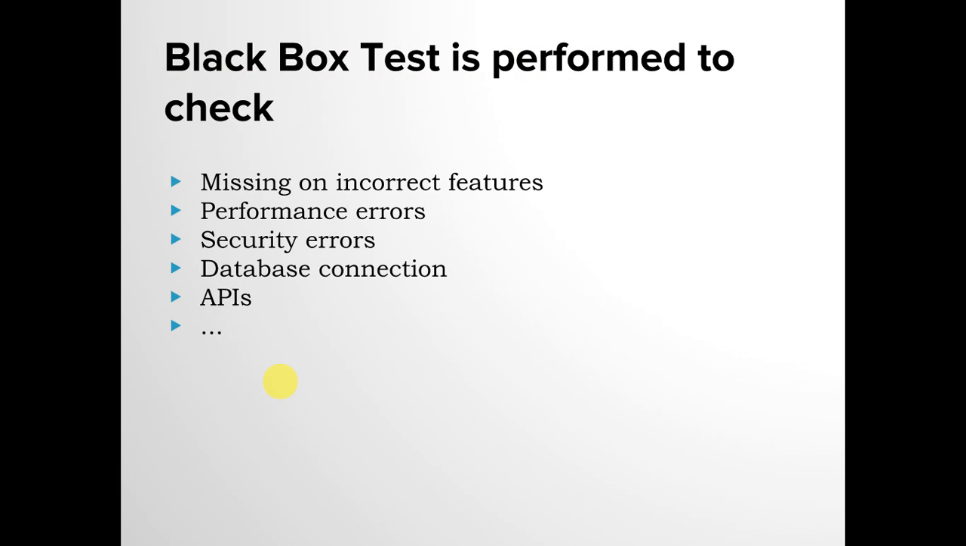Black box testing is performed to check for missing or incorrect features. If there is any missing function, or if there is any incorrect behavior in a feature, then that will be caught as part of black box testing. Performance errors, security errors, database connection issues, and API testing will be performed as part of the black box testing type.